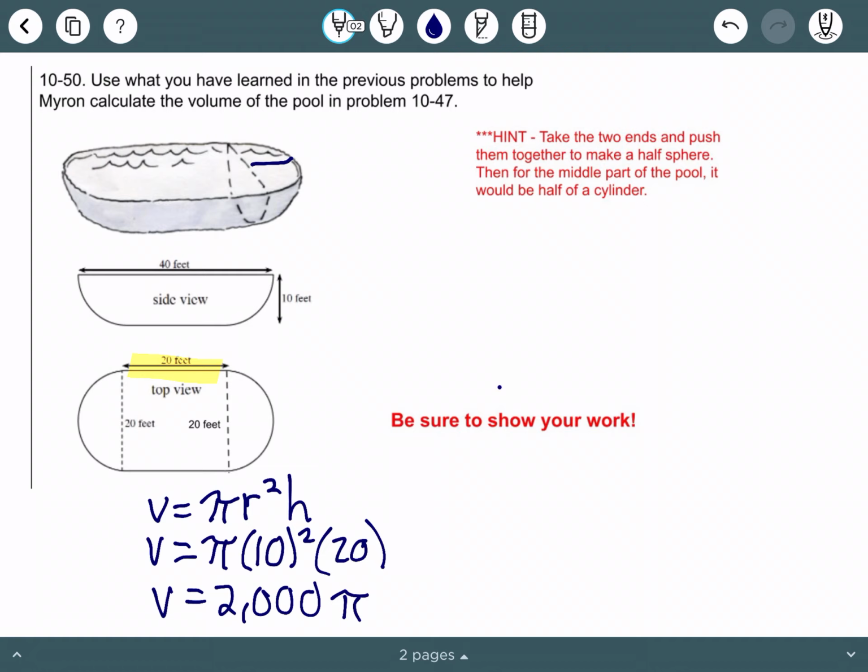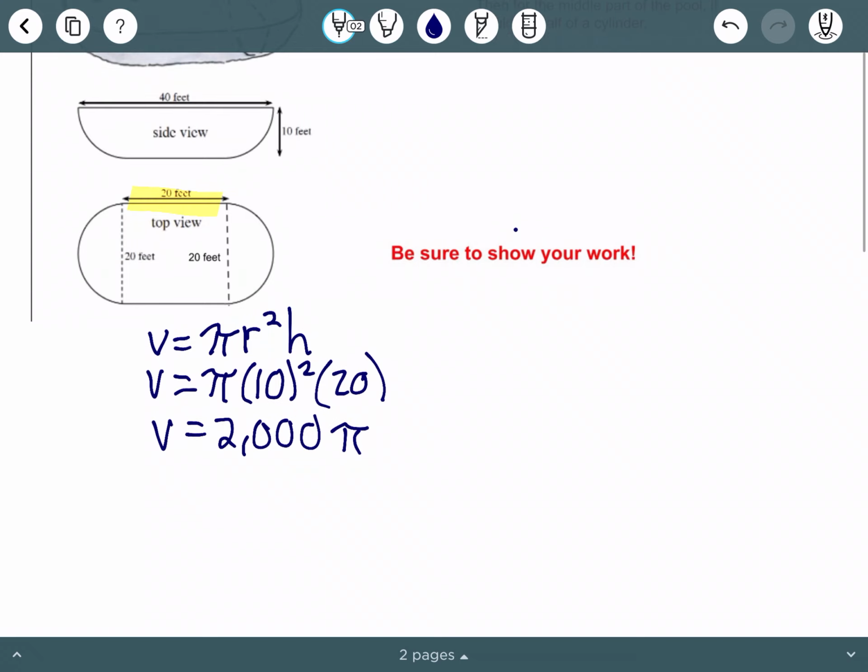But does that really make that much sense? Well, how much water do we need to fill our pool? Well, 2,000 pi. What? Right? So we like to use the decimal approximation, and if you're using a TI-34, all you have to do is hit that double arrow button and it will change it to the decimal approximation. So if we're rounding to the nearest hundredth, that's going to be 6,283.19. Now, keep in mind, this is for a full cylinder.